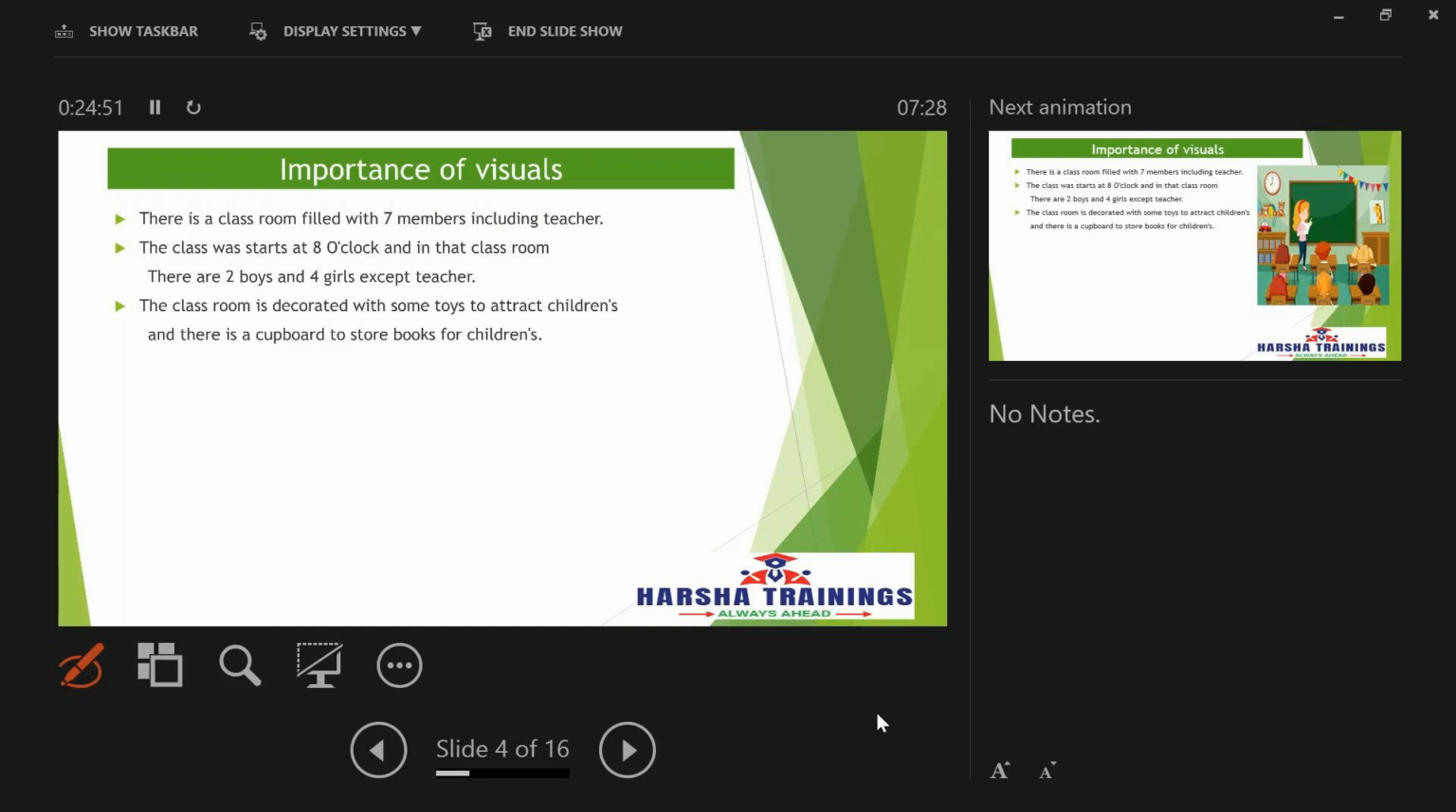There is a classroom filled with 7 members, including the teacher. The class starts at 8 o'clock, and in that classroom there are 2 boys and 4 girls, except the teacher. The classroom is decorated with some toys to attract the children, and there is a cupboard to store the books for children.